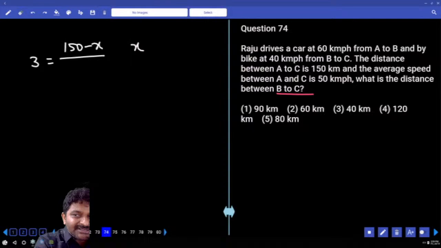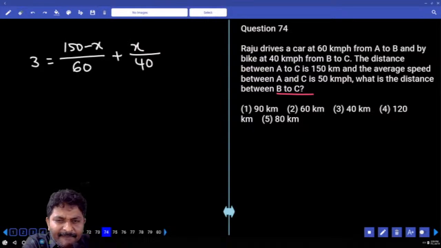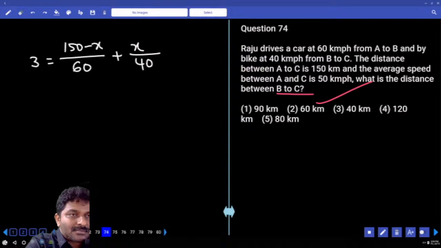And this is covered with the speed 60. And B to C distance is covered with the speed 40. And the question is about X. 40 is not enough, 80 is not enough. Is there 80? It should be in between. 60 is the answer.